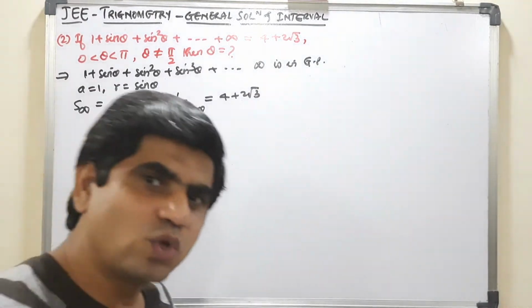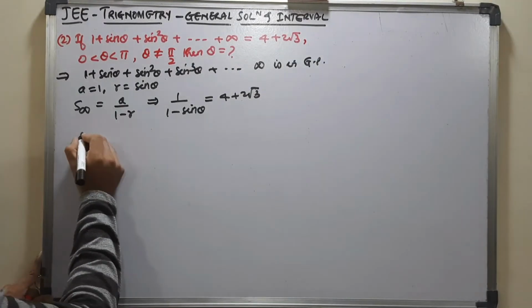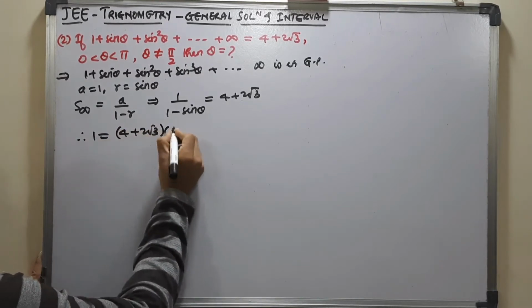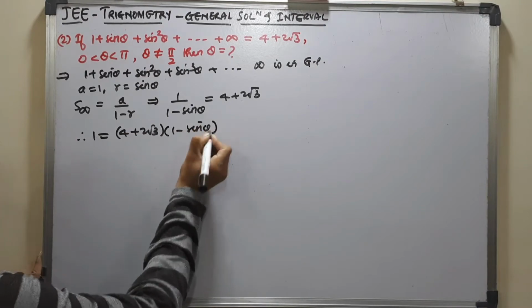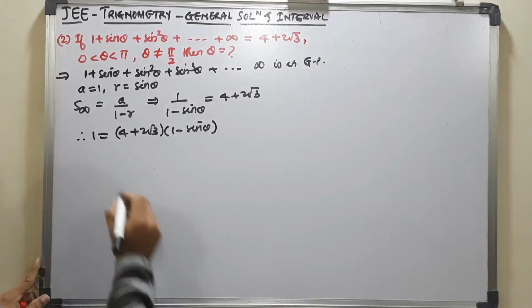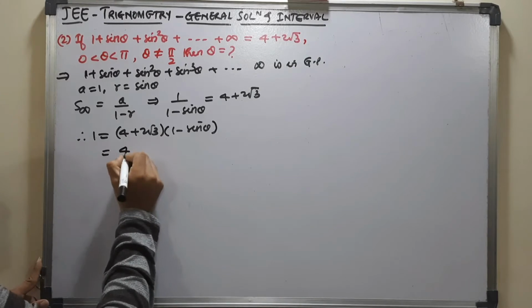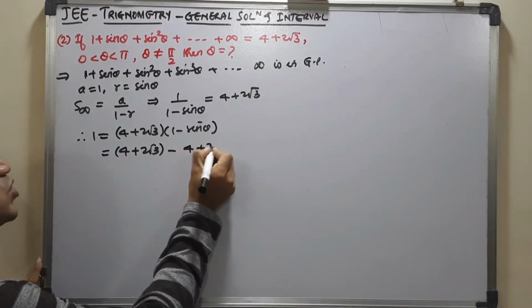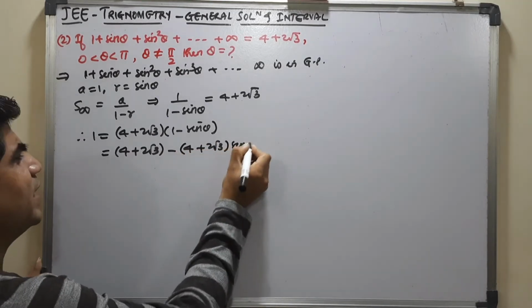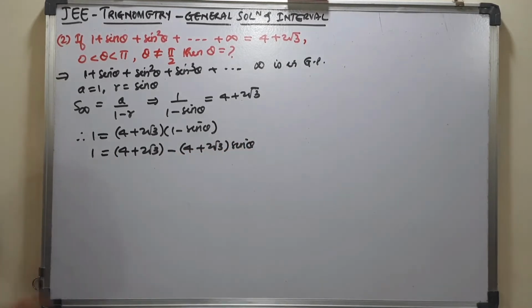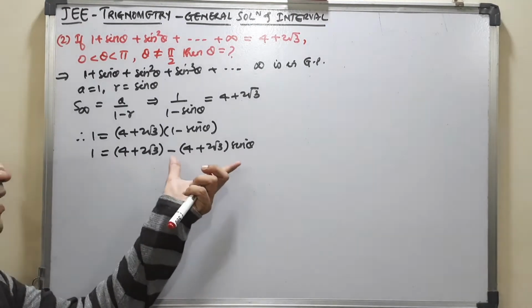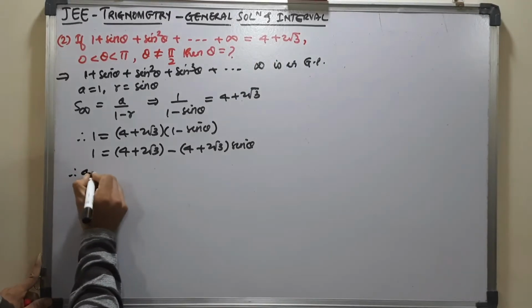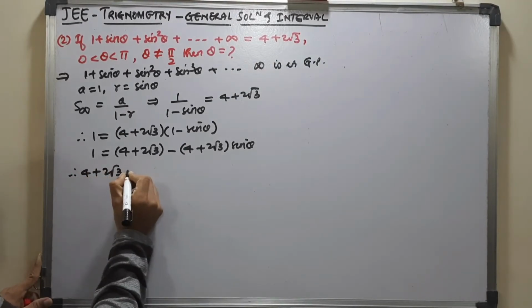So when I try to solve this, what I get is 1 becomes equal to 4 plus 2 root 3 into bracket 1 minus sin theta. So in short, multiplication with 1 I get 4 plus 2 root 3 and 4 plus 2 root 3 sin theta. This is equal to 1. So transferring this negative to the left side and this to the right side, so I get here 4 plus 2 root 3 sin theta.